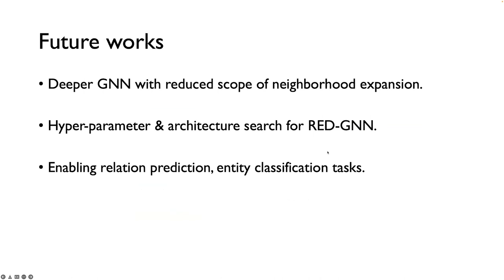As for future work, since RedGN propagates within a progressively growing neighborhood, the scalability issue will appear for larger depths. Hence, how to reduce the scope of neighborhood expansion is essential for the model to get deeper. The hyperparameters and the graph neural network structure for RedGN are only briefly set in this paper. We think that with better hyperparameters and architecture design, the performance can be further improved. Besides, we would like to see RedGN benefit more tasks such as relation prediction and entity classification.